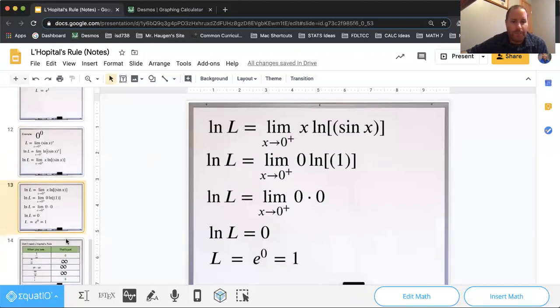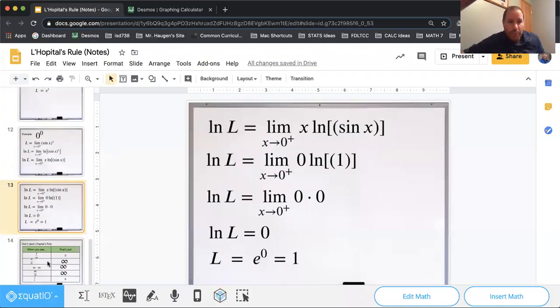Something to mention though is we don't always have to use L'Hopital's rule. Sometimes we start doing this, and it's like the old analogy that once you have a hammer, everything starts to look like a nail. Once you have L'Hopital's rule, everything starts to look like infinity over infinity. You just start looking for it and try to apply it everywhere. But that doesn't always have to happen. If you can just evaluate it like we did, 0 times 0, there's no need for L'Hopital's rule.